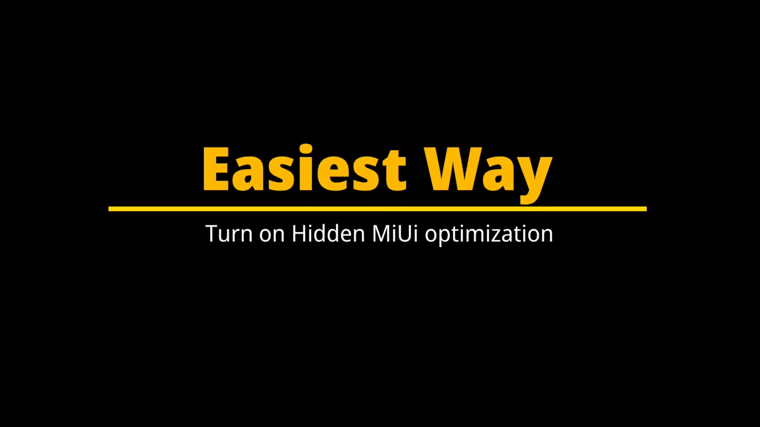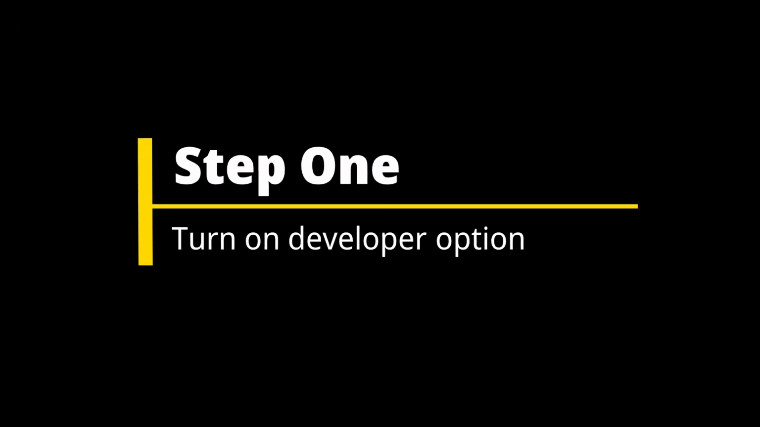Today I will show you how to turn on hidden MIUI optimization. Step number one, first turn on developer option. Second, follow what I am doing here.